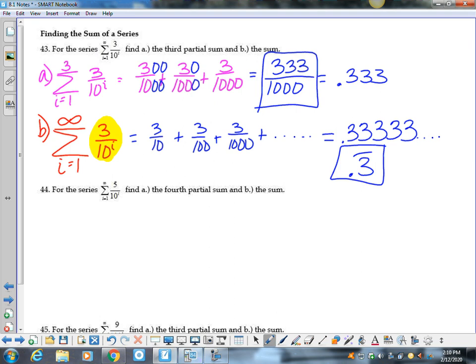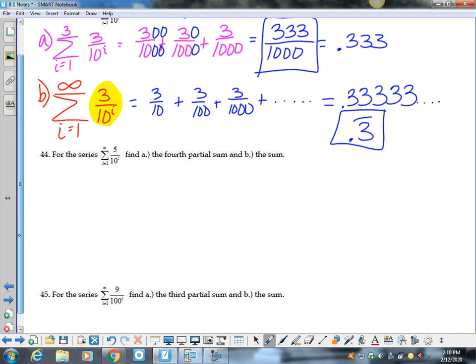Okay, so now we're going to do the exact same thing. We're going to try it again for a different series, and let's see if this can sink in solid. Okay, so here's my rule. It's the sum of the series from 1 to infinity. I want the 4th partial sum, and then the whole sum all the way to infinity. So I'm going from 1 to 4.